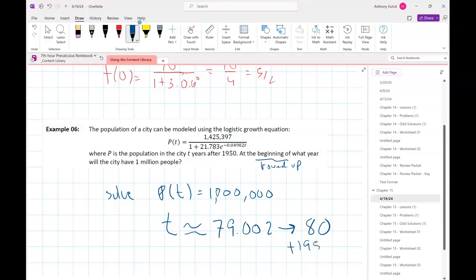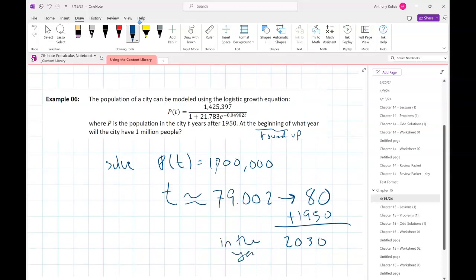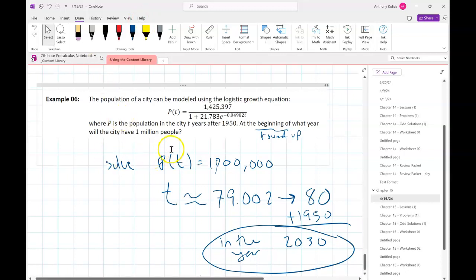And if I want the year, T is years since 1950. So my answer should be 2030. Everybody feel good? Okay.